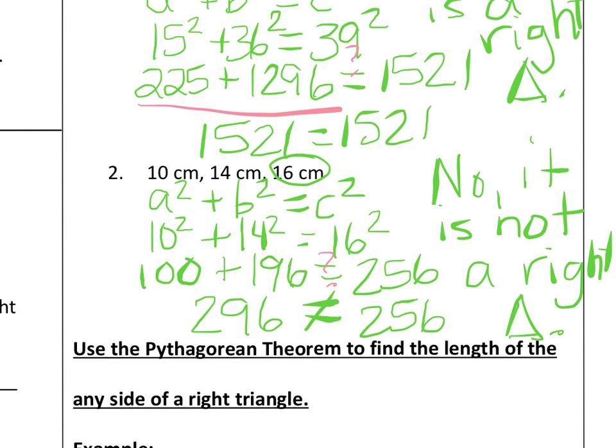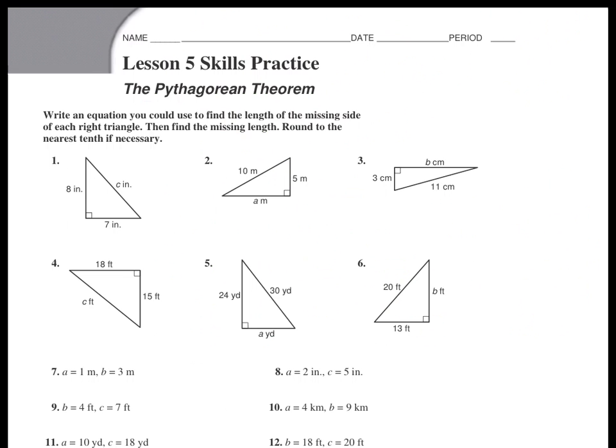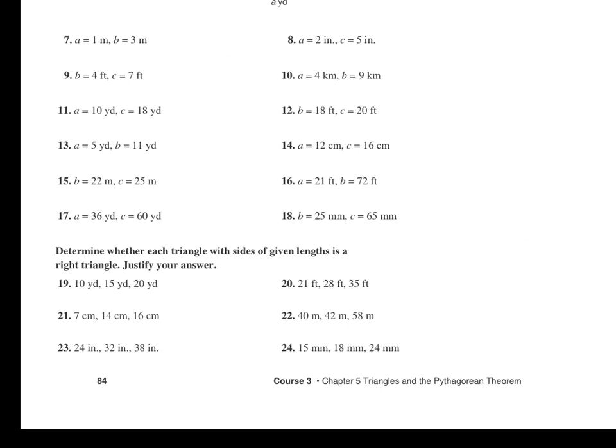So again, I want you to pause, do lesson 5 skills practice, and this time I want you to do number 19 and decide if that triangle is a right triangle. So determine whether the triangle with 10 yards, 15 yards, and 20 yards is a right triangle. Once you're finished, raise your hand, let me check your work, and then you can go on with the video.